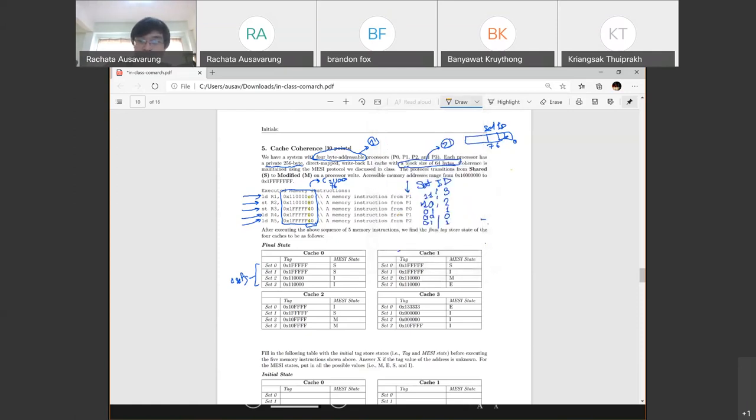So let's use a different color to specify whether this is a read or a write. Why is that the case? Reads and writes are important for cache coherency. Is the first request a read or a write? It's a load. For a load, am I reading or am I writing? Read, right? So the next one is a store, so you're writing, then reading, and reading.